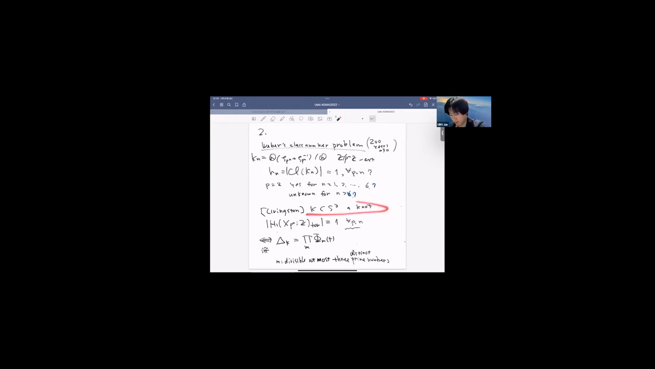On the knot theory side, on the other hand, we can study more with many topological tools. For example, let K be a knot in S^3. Then Livingston previously proved that for any prime powers, the size of this group is 1 if and only if the classical Alexander polynomial is a product of cyclotomic polynomials, where m is divisible by at most 3 distinct prime numbers.